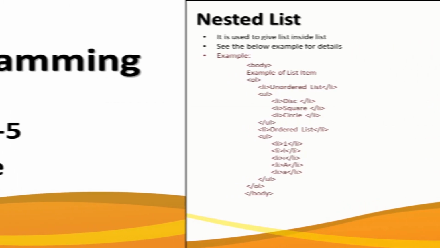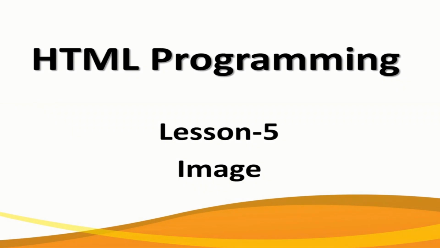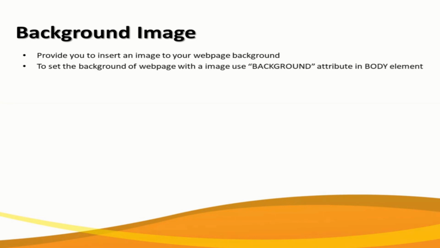So let's start that lesson. In this lesson, we are going to learn how to give an image in your web page. Till now, we were giving the web page background as color. Today, we are going to add an image as the background of the web page. To set it, we have to use the background attribute inside the opening body tag, and its value will be the full path of the image with the image name and location.